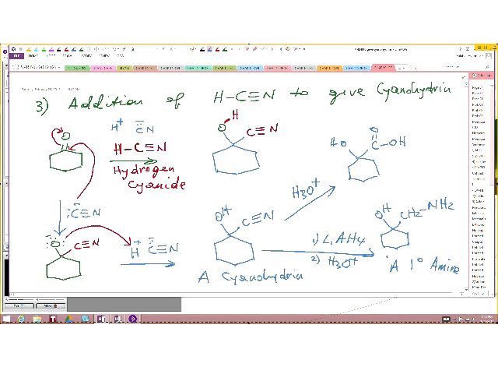So anyway, you can see here the utility of these reactions. Keep in mind we start this with the nucleophilic addition to carbonyl, and then the product that you obtain you could use for subsequent synthetic reactions. Okay, so that was number 3 under nucleophilic addition.